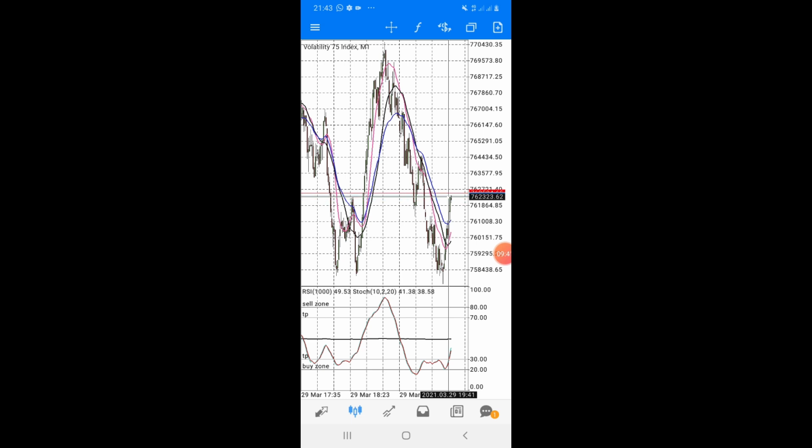So make sure you also watch your lot sizes if it's a small account, because V75 can quickly take you out if you don't manage your risk, because it has a very high pip value and it is also very volatile. Can you see how much it is moving?